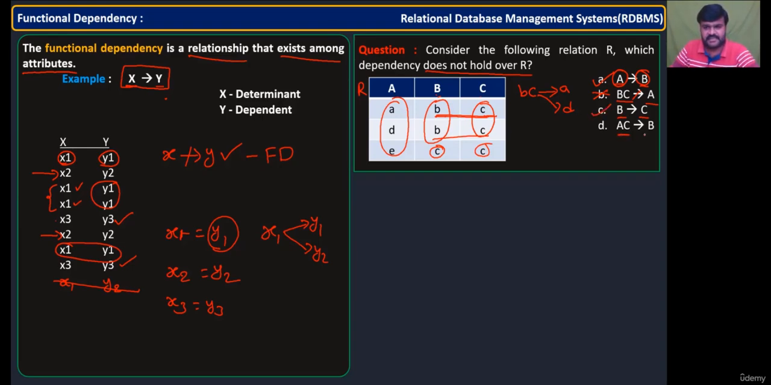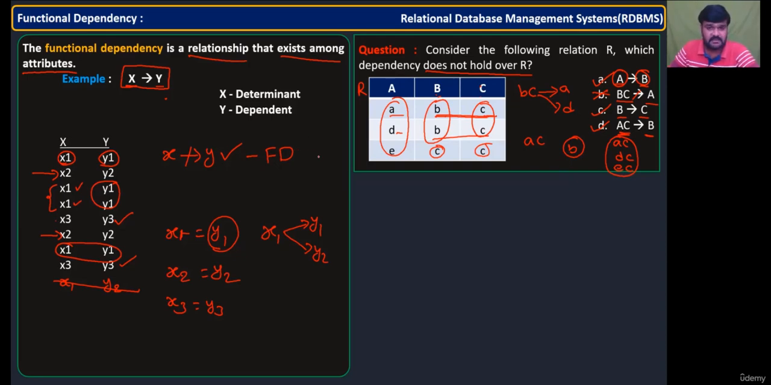And here you can see AC derives B. So AC, these two you have to cross check. See, on the LHS side AC, and here DC, and here EC. Do you have any repeated combination? No. So straight away you can say this is also a valid FD. So the actual answer is B for this question. Got it? In that way, simply you can decide.